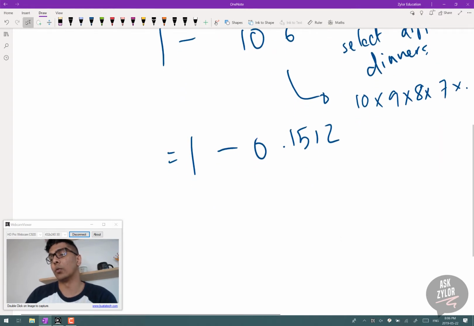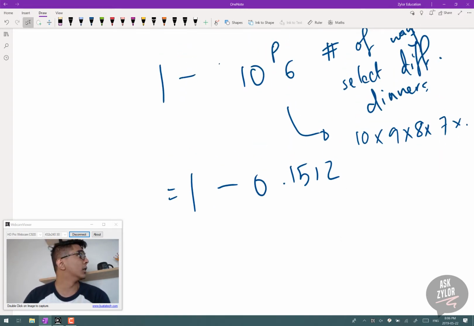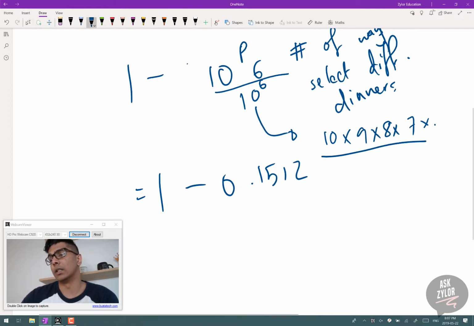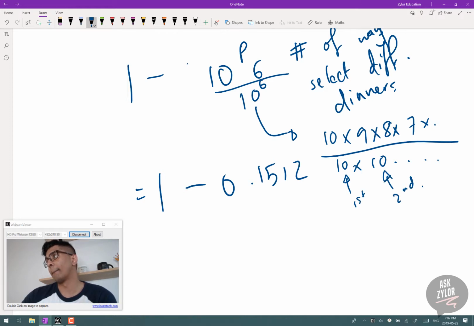So if I subtract 1 from that, it's going to tell me, yeah, I have to divide by 10 to the power 6. This is going to tell me the probability that no one picks the exact same order. So 10 to the power 6 essentially is going to be 10 times 10 times, that goes on 6 times. Right. So if I say this is the first person, this ends up being the second person, and so on.